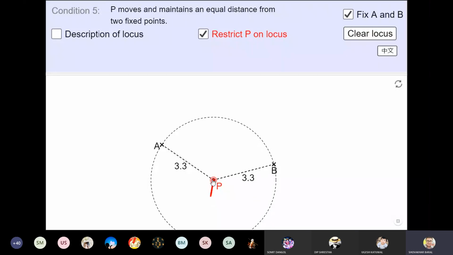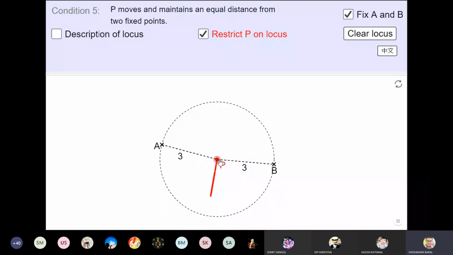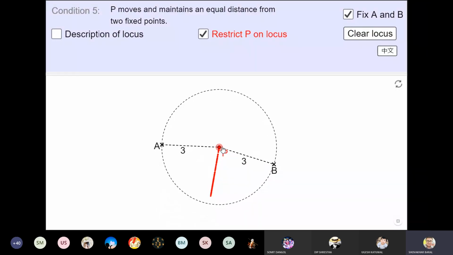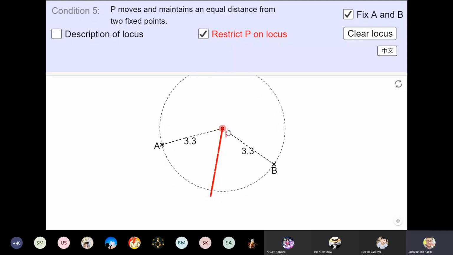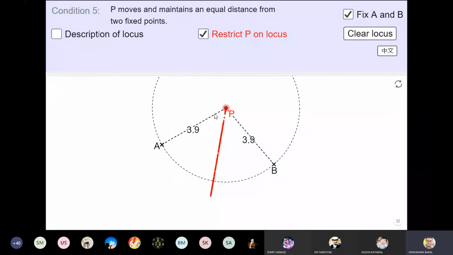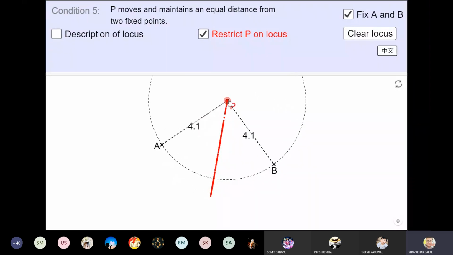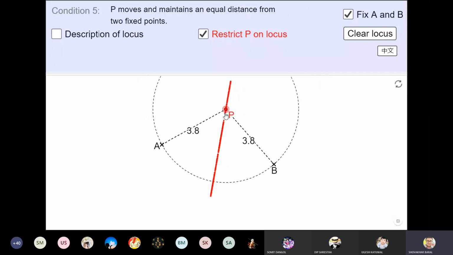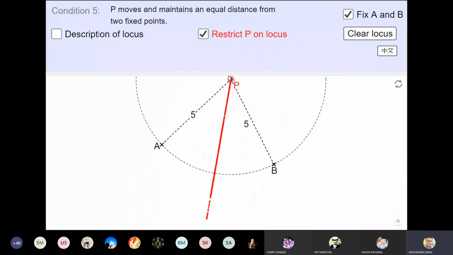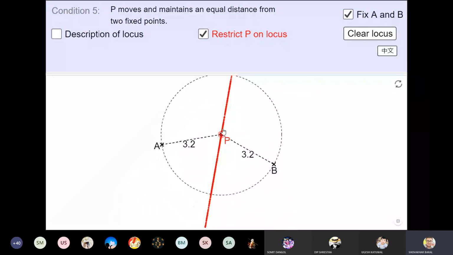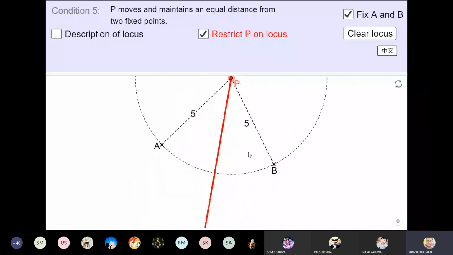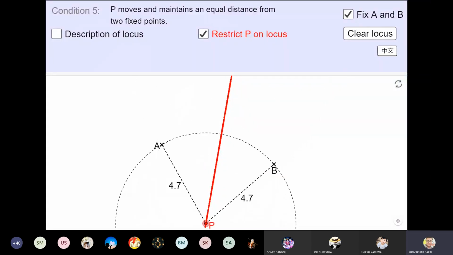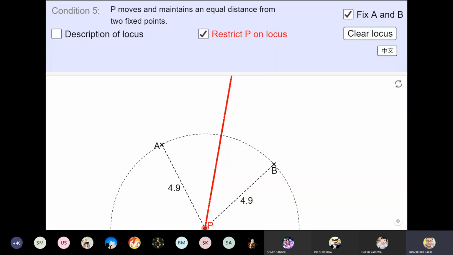So if I move it, its path will be something like this. Okay, 3, it became a bit higher as I go up: 3.1, 3.2, 3.4, 3.5, 3.9. Something like this here. If any point moves in such a way that its distance from 2 points is fixed, then it will form a straight line. When it moved fixed from one point, what was formed earlier? A circle was formed.